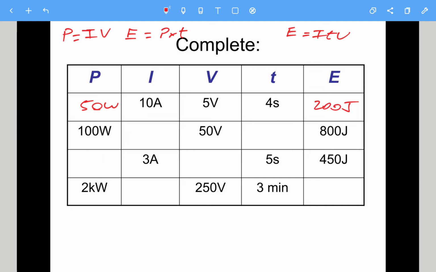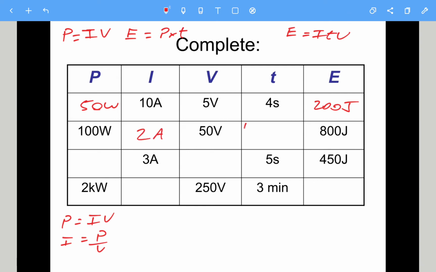So we've got P equals IV. So let's do a little bit of working out. So we need to do current is power divided by voltage. So it's 100. Let's write this down. P over V. So it's 100 divided by 50, which is 2 amps.